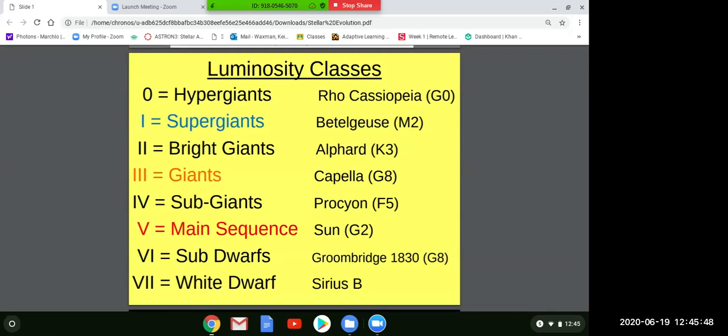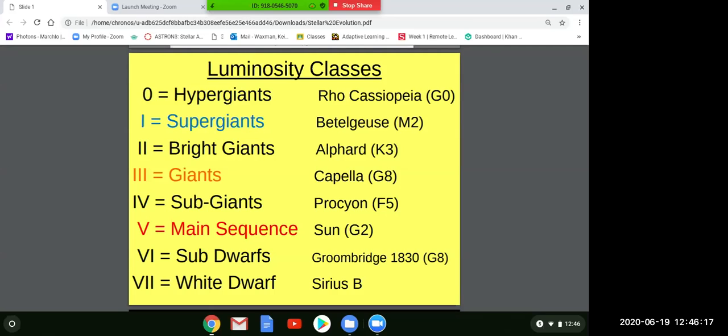Luminosity classes. I want you to know 3 of them on here. You see number 1, Roman numeral 1, supergiants? Write that down. See Roman numeral 3, giants? Write that down. Roman numeral 5, main sequence. Write that down. Forget the rest of them. Don't worry about the other ones. There are other classifications for bright giants, subgiants. I just want you to know supergiants, giants, and main sequence. What this is telling you is what type of star.